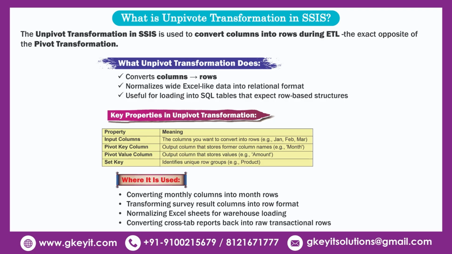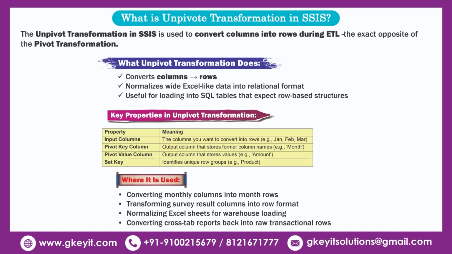What does Unpivot Transformation do? It converts columns into rows, normalizes wide Excel-like data into a relational format, and is useful for loading into SQL tables that expect row-based structures. Key properties in Unpivot Transformation are input columns, the columns you want to convert into rows; the pivot key column, an output column that stores former column names; and the pivot value column, an output column that stores values.